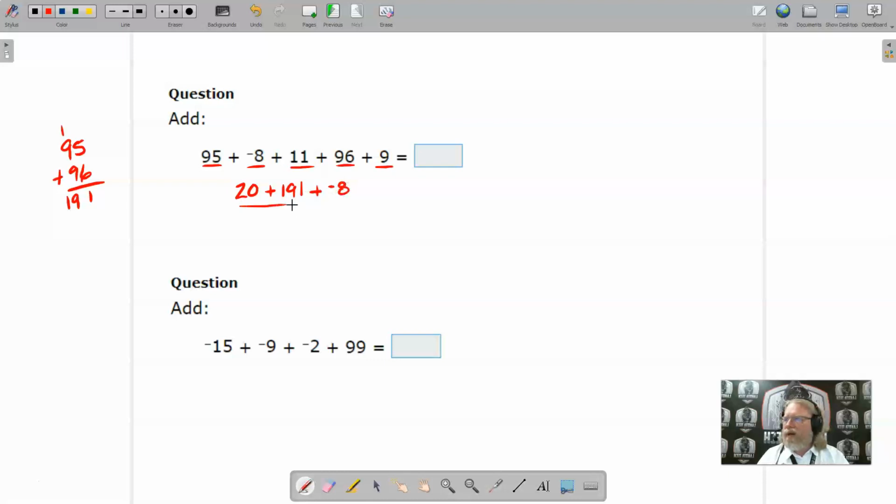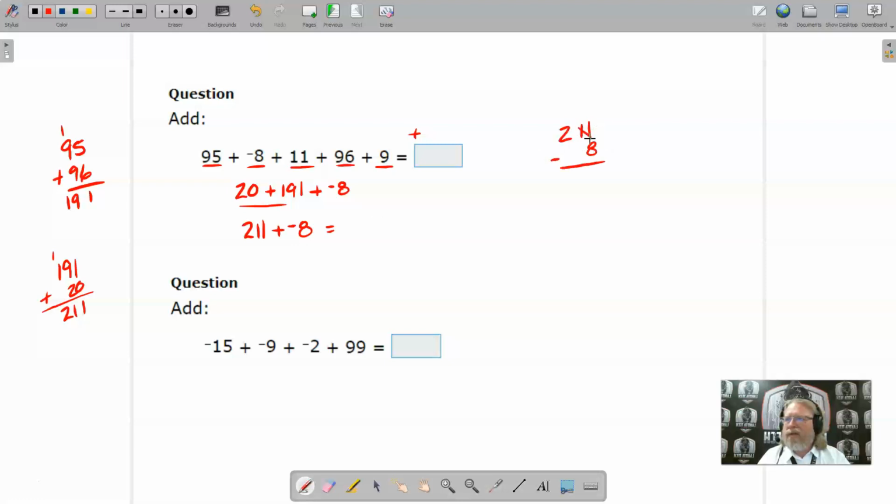Let's go ahead and put together the two positives right here, right? So 191 plus 20. 1 plus 0 is 1, 9, 10, 11. Carry the 1. We end up with 211. 211 plus -8. So we have to incorporate the absolute value concept because they are different signs. Absolute value of 211 is going to be greater than the absolute value of -8. 211 is positive, therefore our answer would be positive. So we need to subtract 211 minus 8.